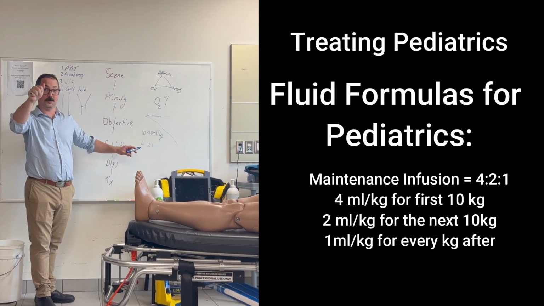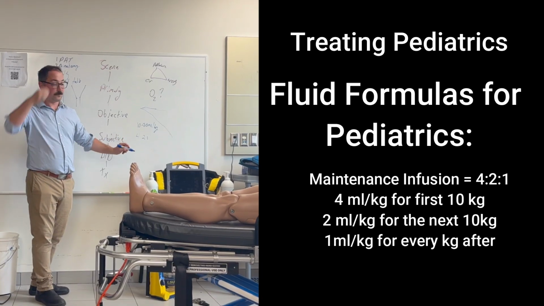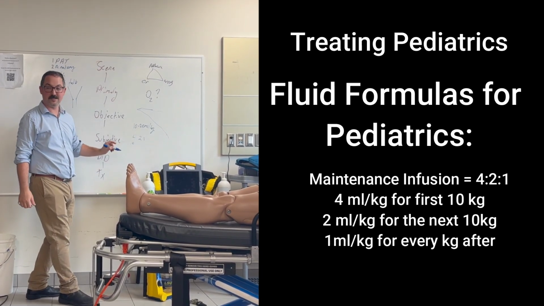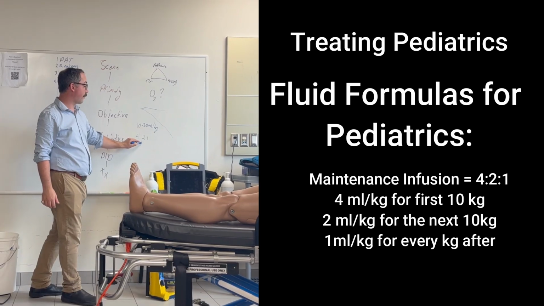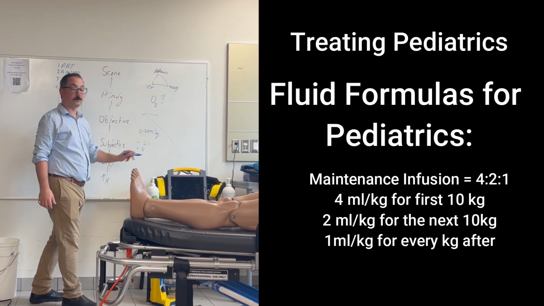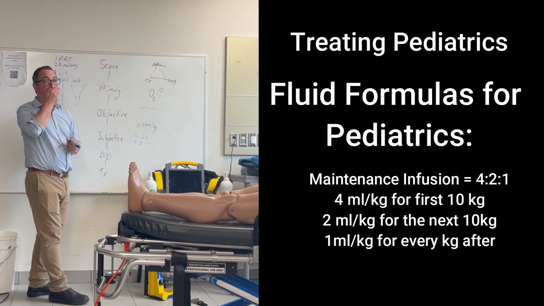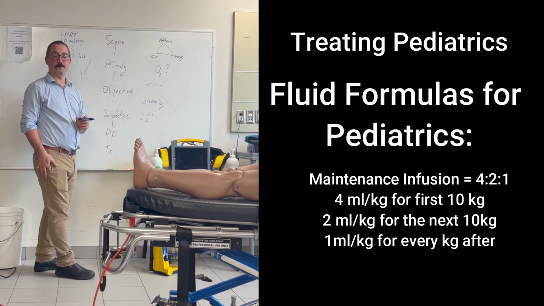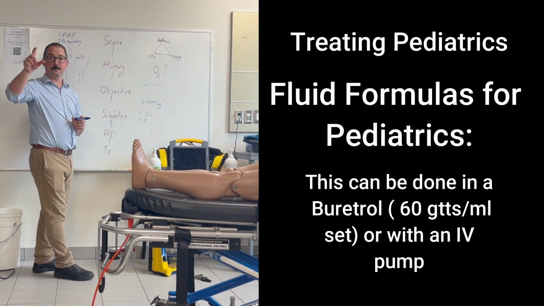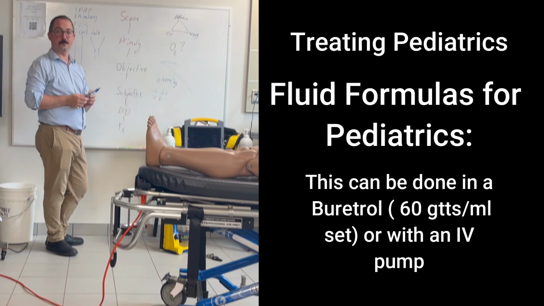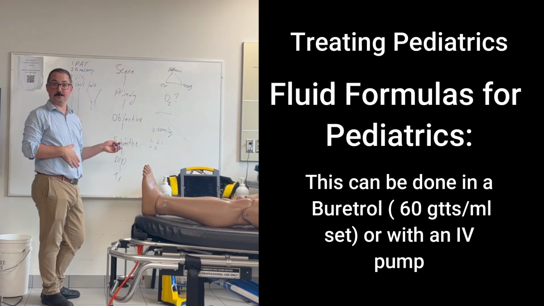Just repeat. Okay, 4 per kilogram for the first 10 kilograms. Then 2 per kilogram for the next 10. Then 1 for everyone after. As in, do the calculation for the first 10, run that, and after that do the next. It'll all stack up. Let me do an example, I can show you.